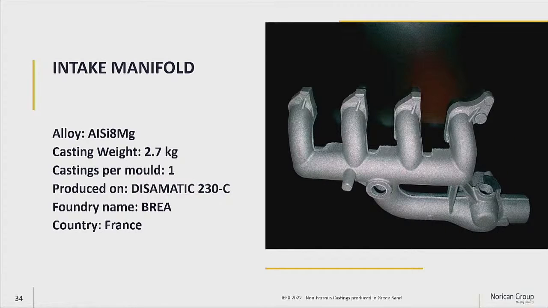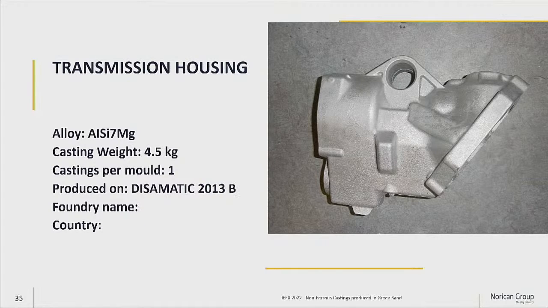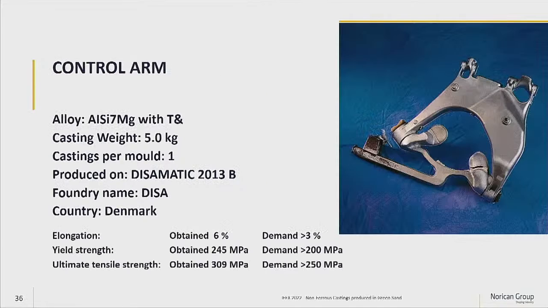Then a manifold. Of course we know that e-vehicles are taking over, but still a lot of ICE vehicles are being produced. So for instance, here we have a manifold being produced in 7 million pieces in France with great success. Transmission housings can also be produced in green sand with great success. Last but not least, also more demanding castings with higher requirements to the mechanical properties can also be produced in green sand if that is needed.